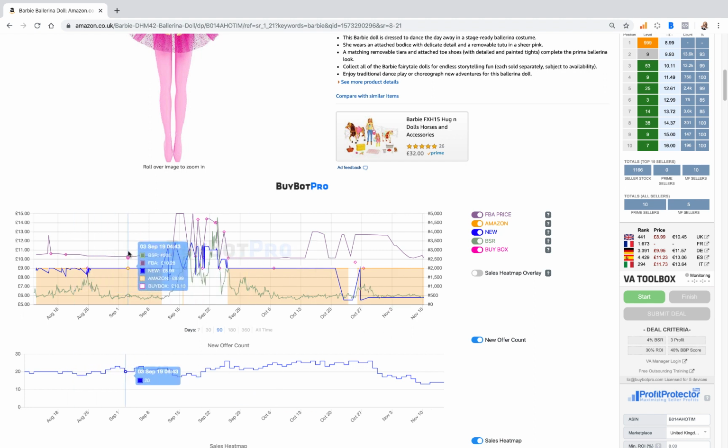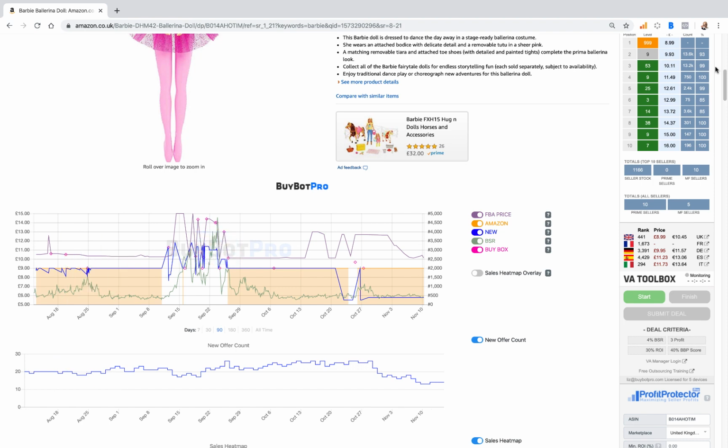You can look along here and see who's got the buy box. If we look here, for example, the FBA price is $10.49. The new price is $8.14. The Amazon price is $8.99, and the buy box is $10.49. So you can see from that that at that point, an FBA seller had the buy box, because the buy box price is the same as the FBA price, and Amazon are cheaper. So Amazon are clearly sharing the buy box on this product.